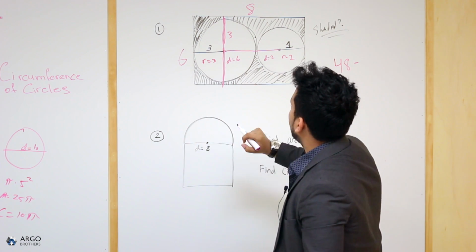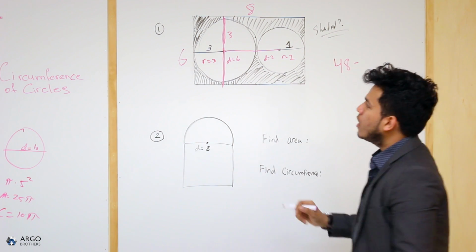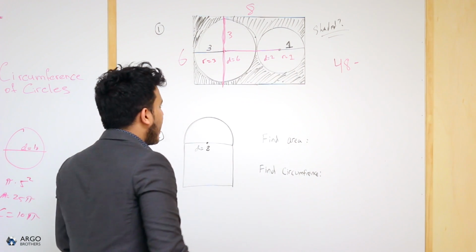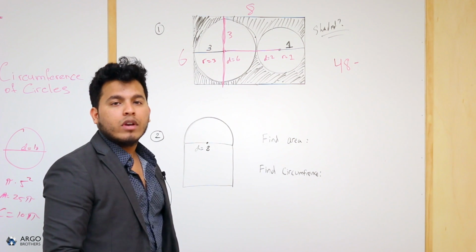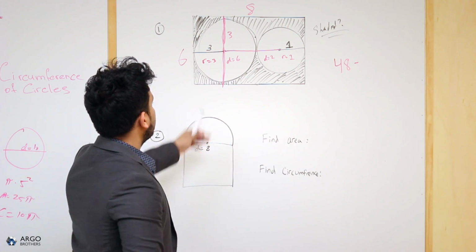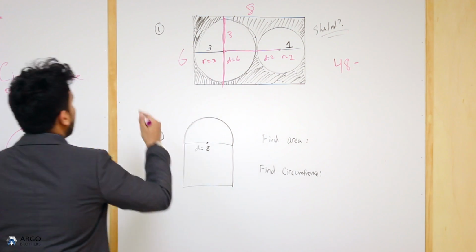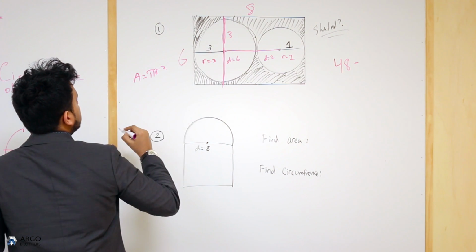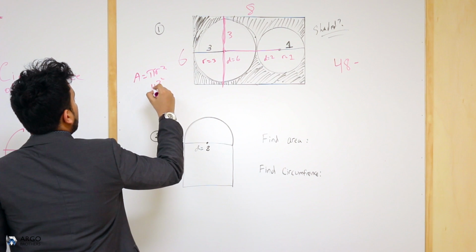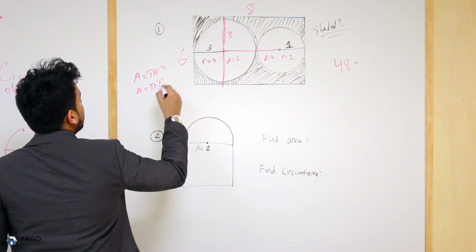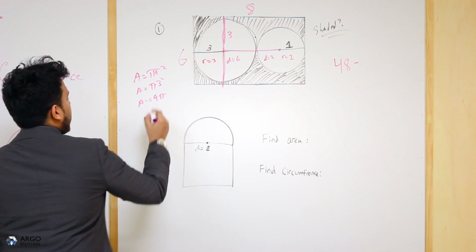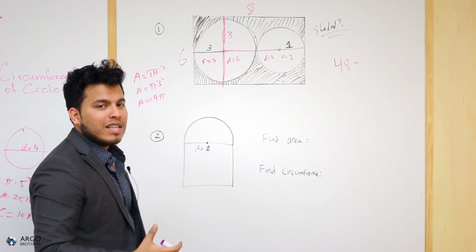So over here, my diagram looks a little bit messy, but hopefully you remember that my radius is 3 over here, my radius is 1. I can very simply find the area of both the circles. So how do you find that? Area is equal to pi r squared. The radius is 3, so 3 squared times pi is the area. 3 squared is 9, so I have 9 pi. So my area for the first circle is 9 pi.